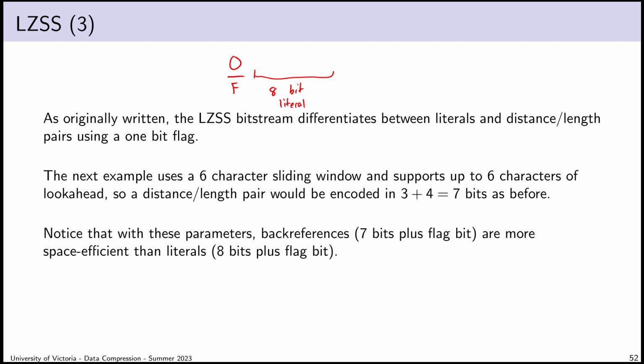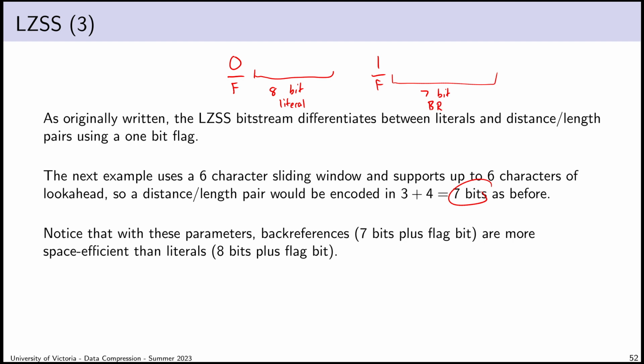Notice that by doing this, literals are now going to be 9 bits, which is a problem, but we've learned in the past that there are times where increasing the number of bits can help you. If our flag is 1, then we will follow it by a back reference. Now, if we continue using a 6-character sliding window and 6 characters of look ahead, then I guess our back reference is going to be 7 bits. So I'll say this is going to be a 7-bit back reference.